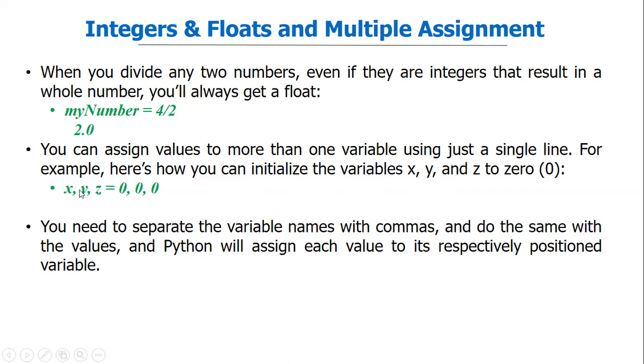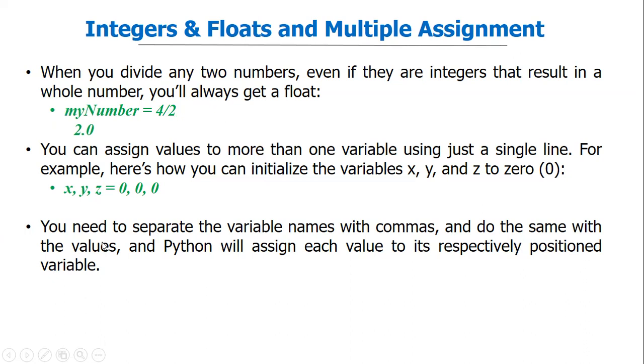If you have 6, your y represents your 6. If you have 7 over here, your z represents your what? Your 7. So you need to separate the variable names with commas and do the same with the values. So you see this, you see that, and Python will assign each value to its respective variable.